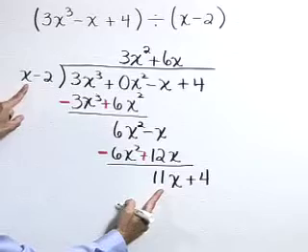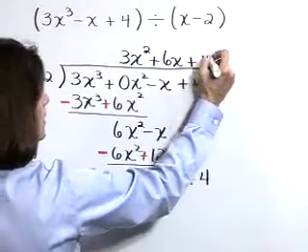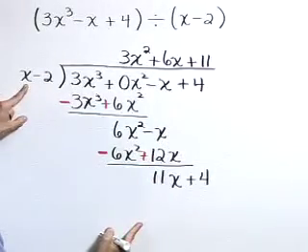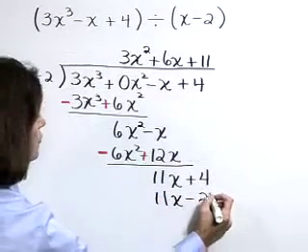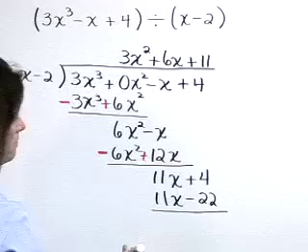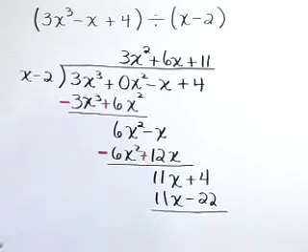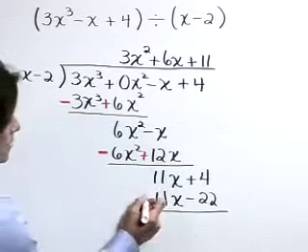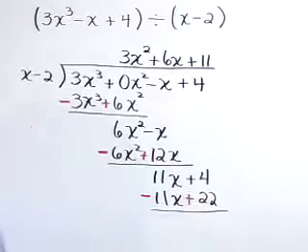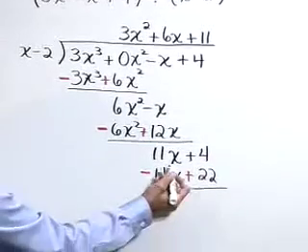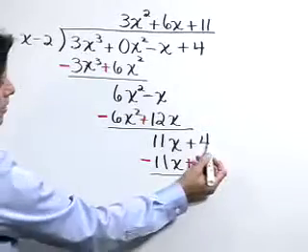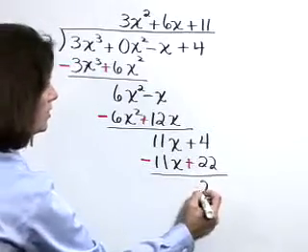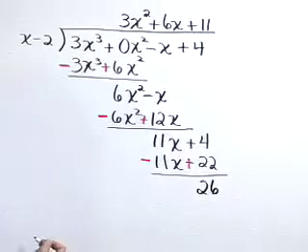X goes into 11x 11 times. Multiplying back, we get 11x minus 22. Let's subtract by adding the opposite or changing signs and adding. 11x plus a negative 11x cancels. 4 plus 22 is 26.